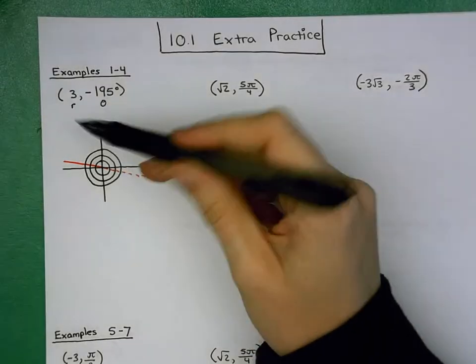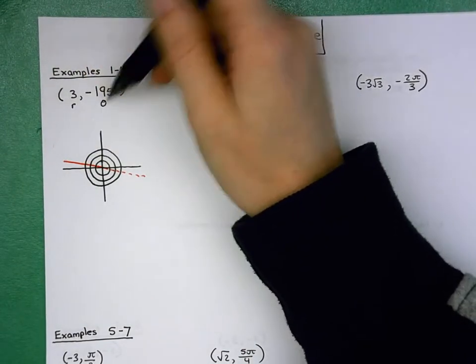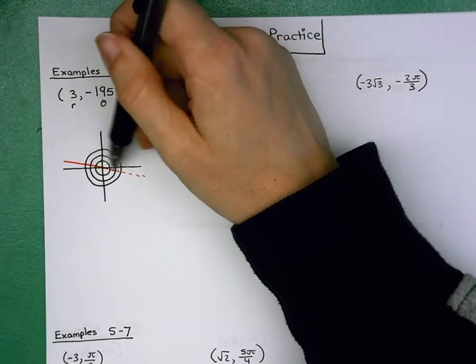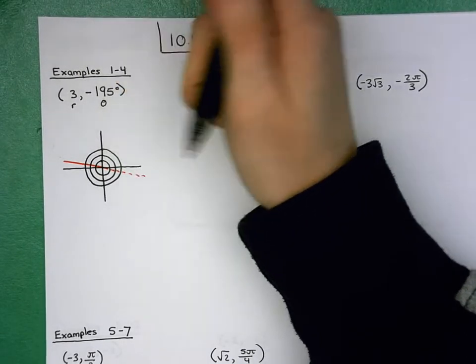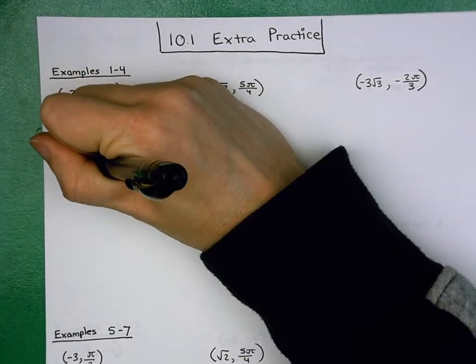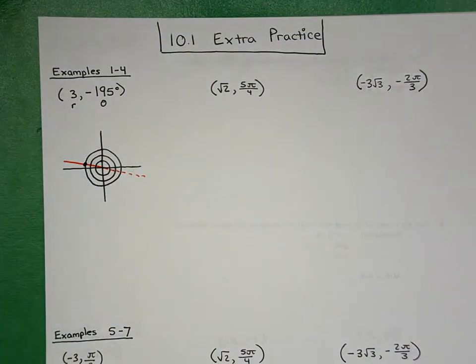And so in this case, because we have a positive r, we are going to be moving here in the second quadrant with the -195 degrees. If it was a negative r, I'd be moving into the 4th quadrant with that dotted line. Okay, so we're moving 3 out, which is right there.